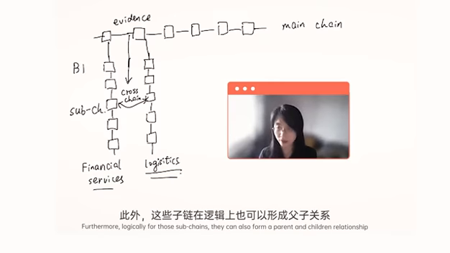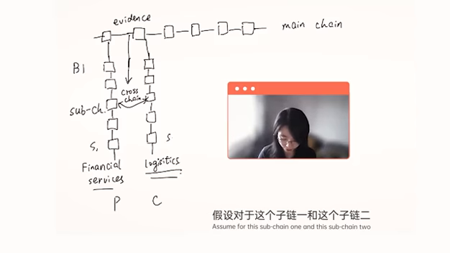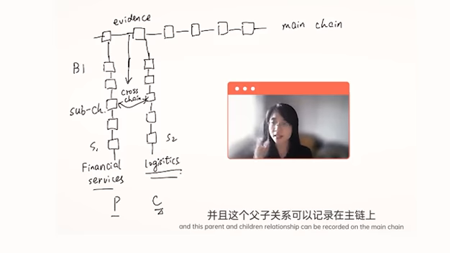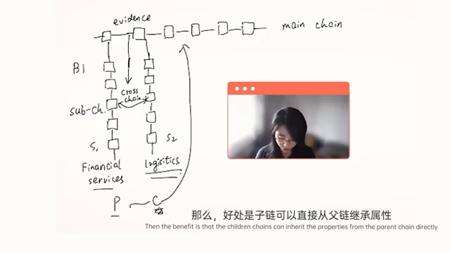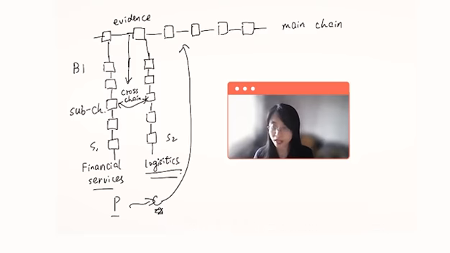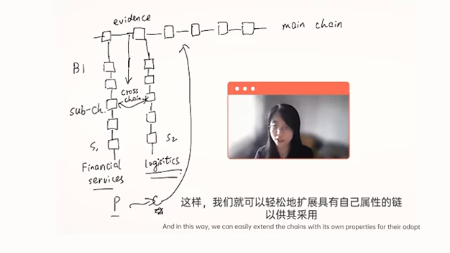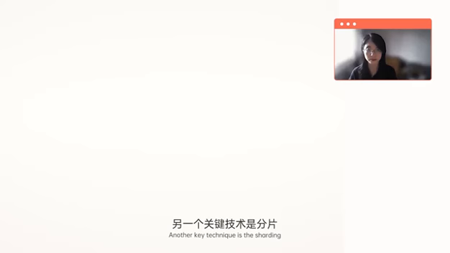Furthermore, for those subchains, they can also form a parent and children relationship. Assume for this subchain 1 and this subchain 2, we can have subchain 1 as a parent of subchain 2. And this parent and children relationship can be recorded on the main chain. Then the benefit is that the children chains can inherit the properties from the parent chain directly. And in this way, we can easily extend the chains with their own properties further down. So that's a relationship.